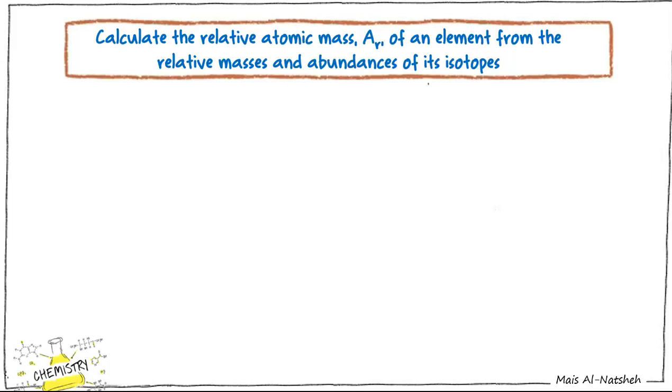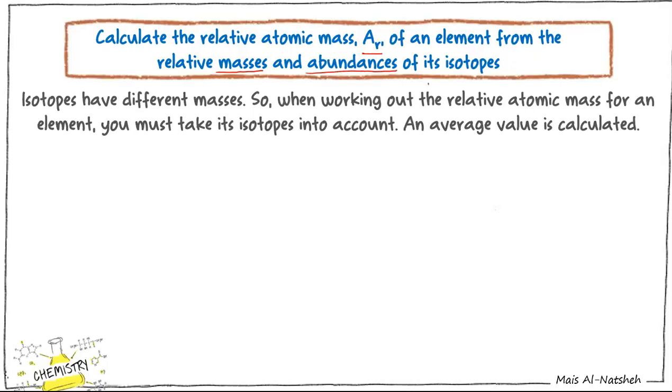The other objective, you should know how to calculate the relative atomic mass, which is Ar, of an element from the relative masses and abundances of its isotopes. Now, isotopes have different masses. So, when working out the relative atomic mass for an element, you must take its isotopes into account. An average value is calculated.